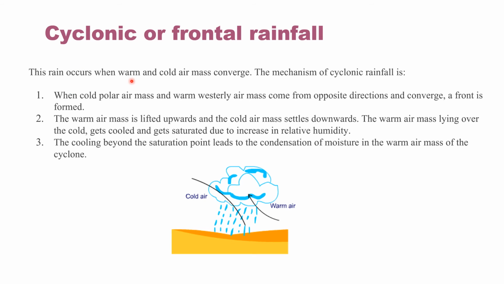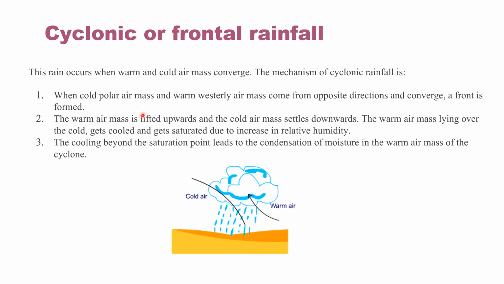Now next is the cyclonic or frontal rainfall. The rain occurs when warm and cold air masses converge. Converge means meet. When the warm air and the cold air meet, then this cyclonic or frontal rainfall takes place. Now we will understand the mechanism of cyclonic rainfall.